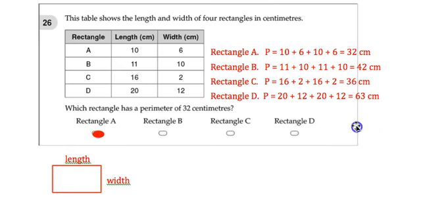Okay, if you look at, say, rectangle D, it's got a perimeter, sorry, a little typo there, that's a perimeter of 64. So 20 plus 12 is 32, but you have to add your 20 and 12 again. And all the other perimeters do not equal 32. So your answer there is rectangle A.